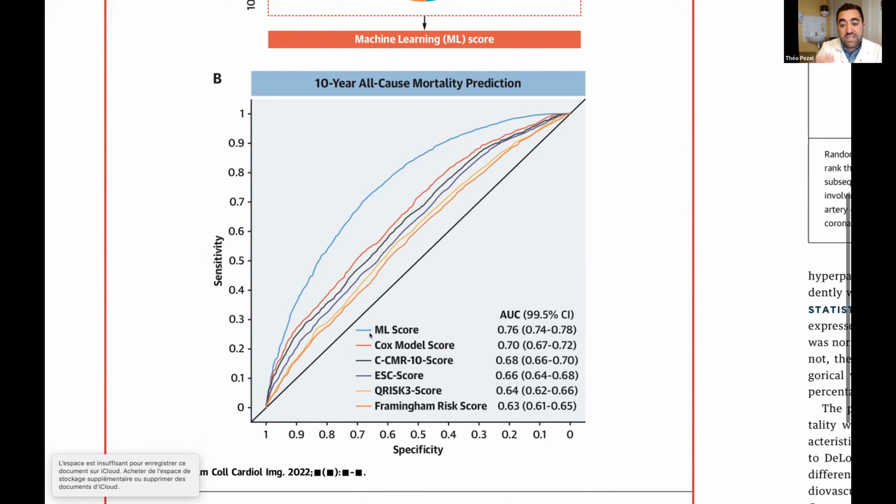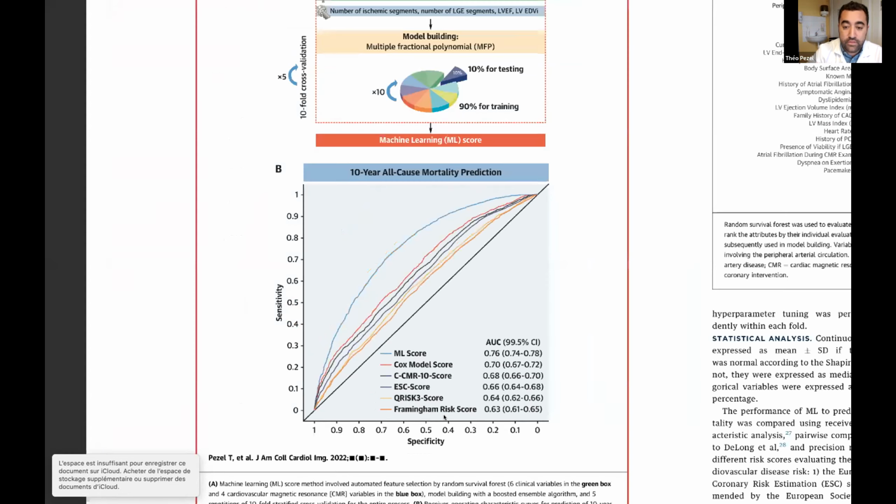We want to know if this stress CMR score with machine learning is better than the traditional scores recommended by our guidelines. The ESC score is recommended by the ESC. The Cury's tree score is recommended by the Canadian guidelines. The Framingham risk score was recommended by the AHA-ACC, so American guidelines. And we can see that our machine learning score is higher. Of course, the ESC score, Cury's tree score, and Framingham risk score don't use any CMR findings. But it's so interesting to emphasize the fact that stress CMR findings are very powerful to stratify the risk of death in our patients.